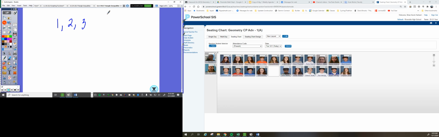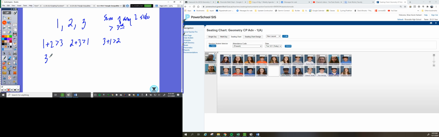Well, this theorem says the sum of any two sides has to be greater than the third side. So this means that 1 plus 2 has to be greater than 3. 2 plus 3 has to be greater than 1. And 3 plus 1 has to be greater than 2. If it violates any of those, it cannot form a triangle.